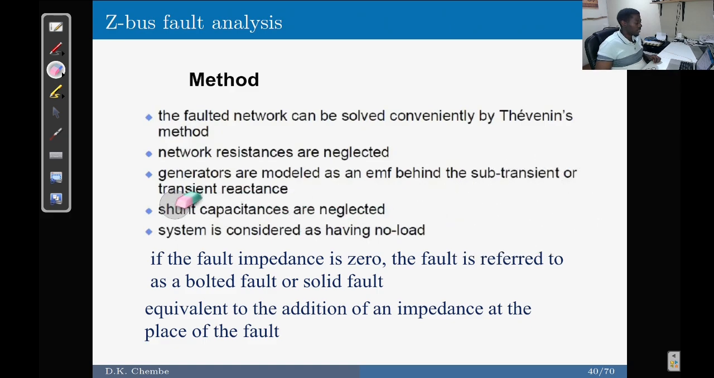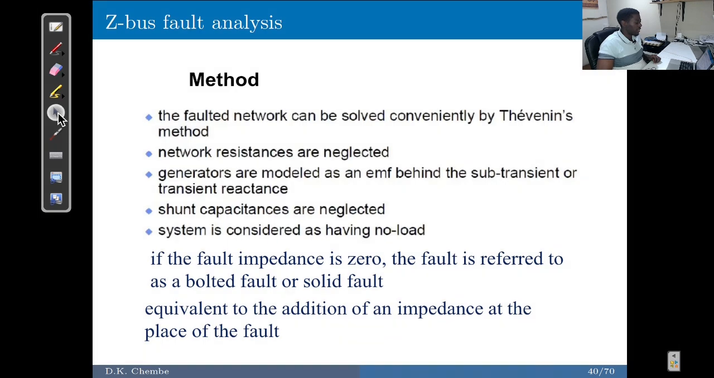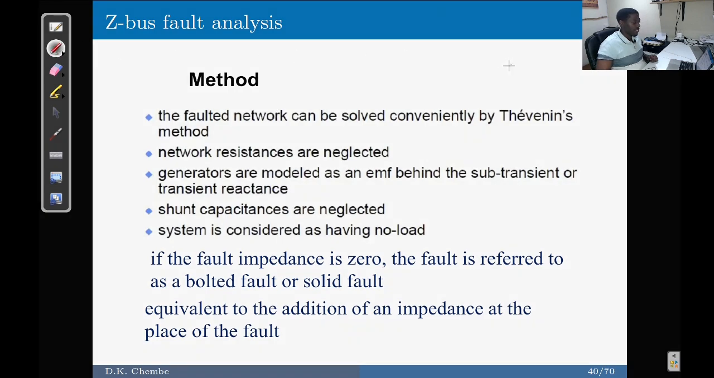Furthermore, shunt capacitances are neglected. The system is considered as having no load. If the fault impedance is 0, then the fault is referred to as a bolted fault. So if there's a line, and this is ground, and there's a line to ground fault, for instance, if there's a fault that goes without considering the fault impedance, then this is called a bolted fault.